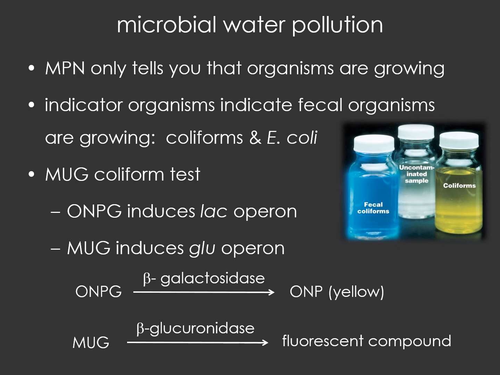coli, and so the conversion of MUG by beta-glucuronidase into this fluorescent compound, which you see in the photograph here, is indicative of E. coli. And so if you were talking about drinking water, you wouldn't want to find a yellow color change, which would indicate coliforms, or a fluorescent color change, which would indicate E. coli, because drinking water should be free of microorganisms.